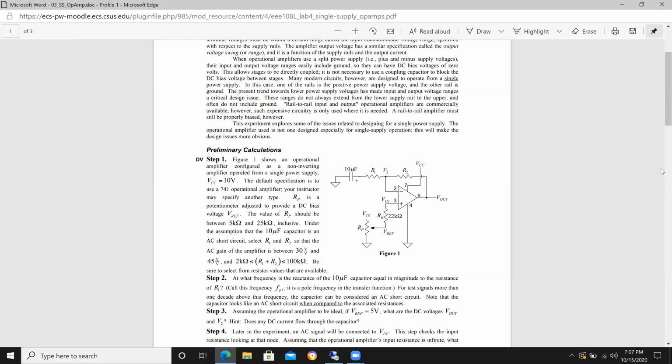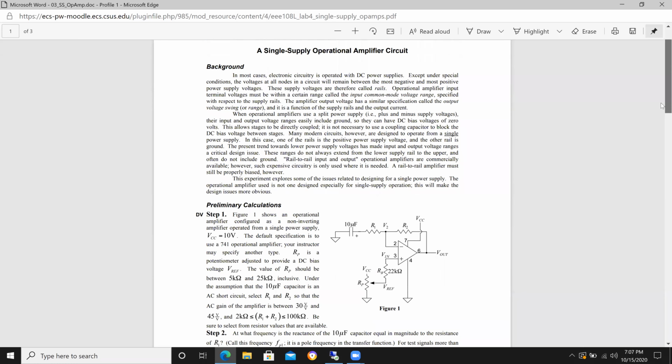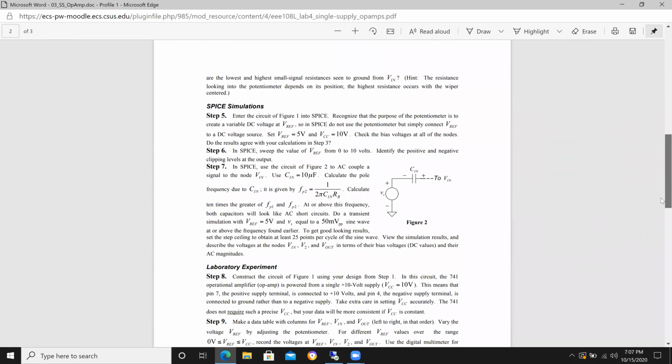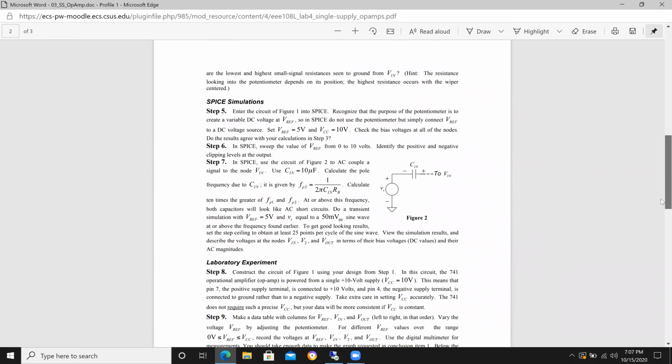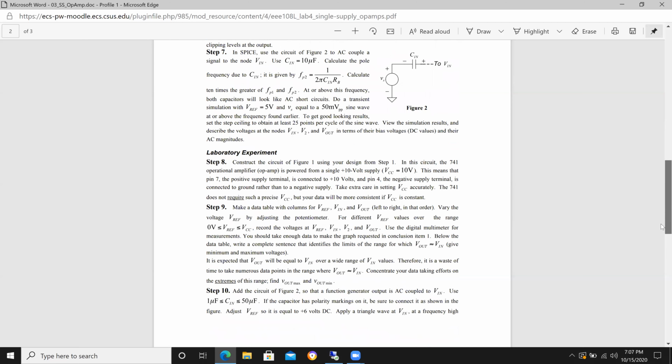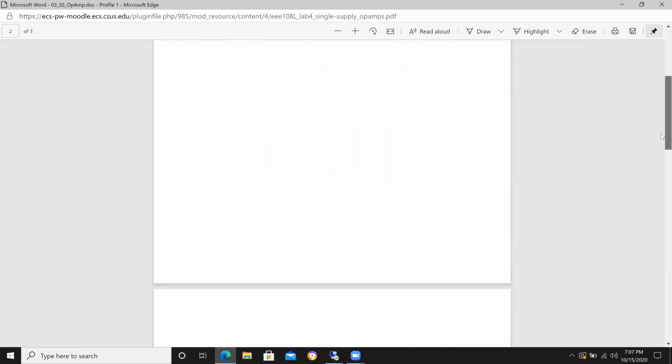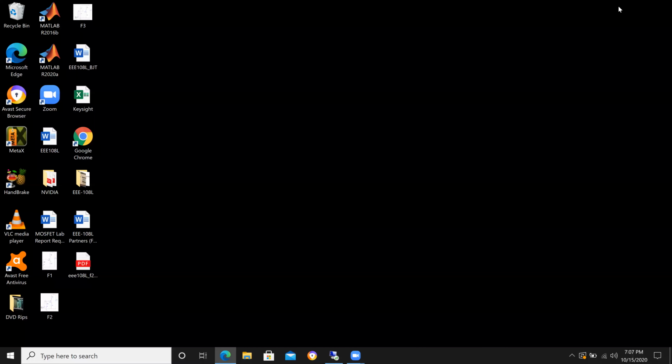All right. So between this week and next week, I want everyone to work on the preliminary calculations and the SPICE simulations up through 7 at minimum. Hey, if you want to start building a circuit and get this lab done even faster, by all means, do so. I encourage you.